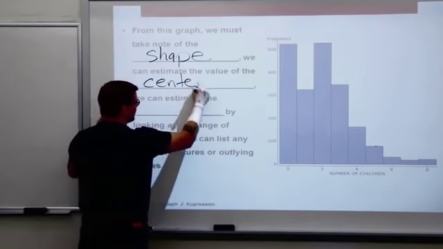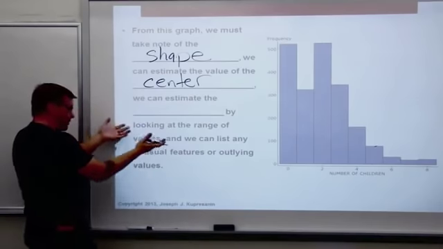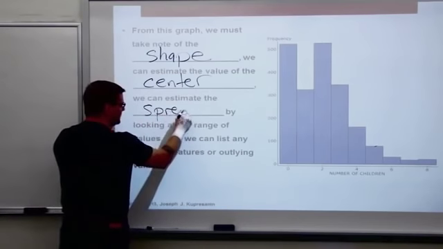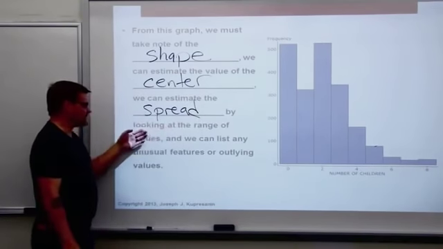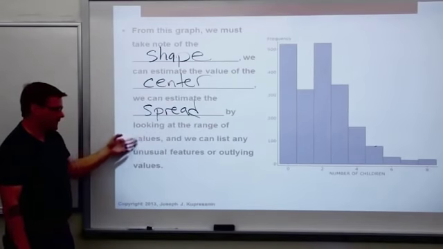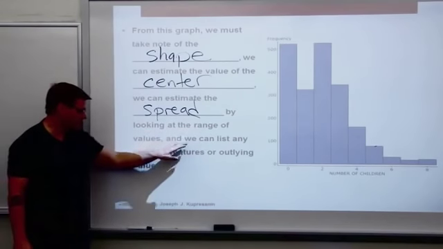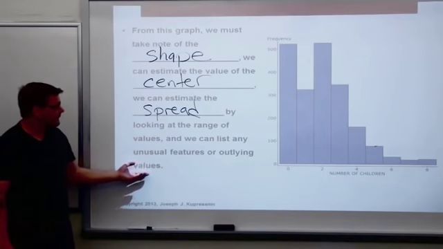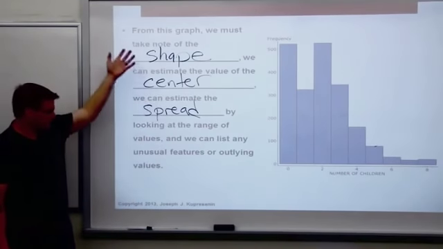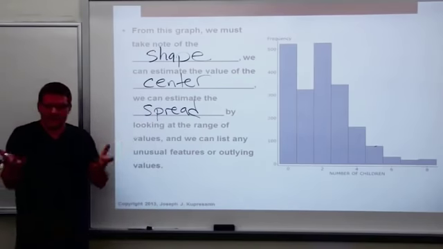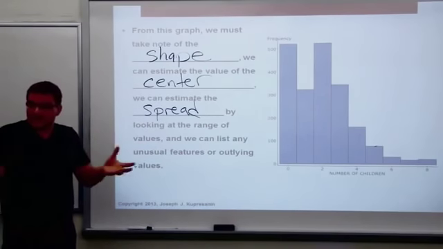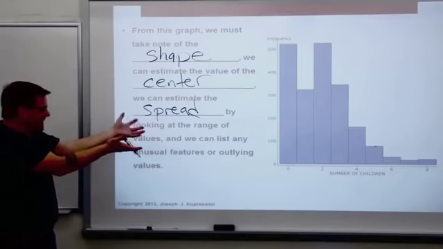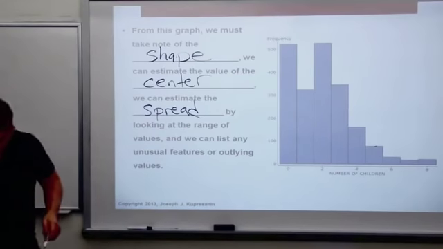So shape, center. We can estimate the spread at this point, just by sort of looking at the range of possible values. And finally, we can list any unusual features or outlying values. Okay, 4 things. Get these down. Students often give us 2, and then we'll take 2 points off. Easy points. It's the beginning of the semester. 4 things, write them down.